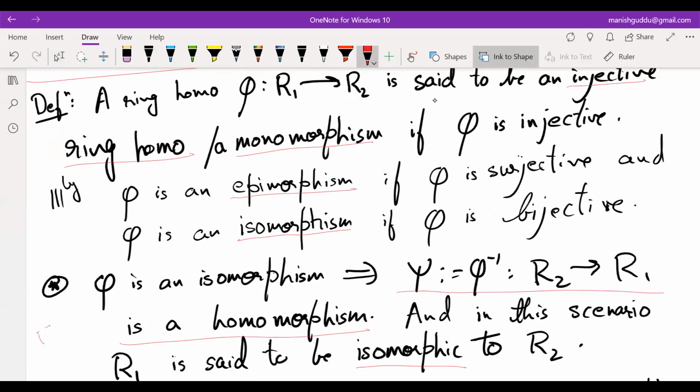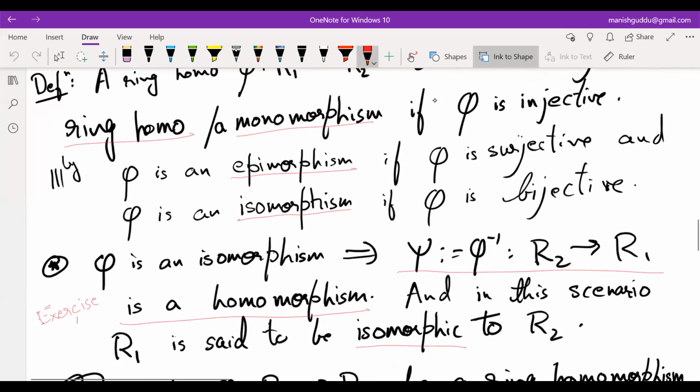Yeah. So check that phi inverse is indeed a homomorphism. You will see that, for instance, when you do topology, there is a notion called homeomorphism, and there are functions which are bijective and continuous, but they need not be homeomorphisms. Homeomorphism is like isomorphism in that category.